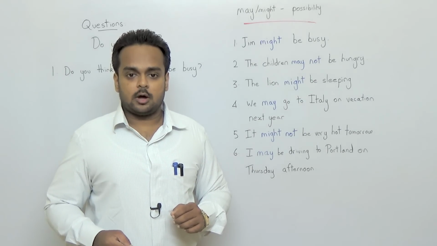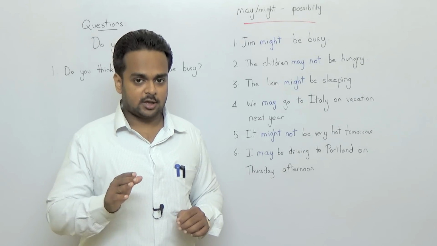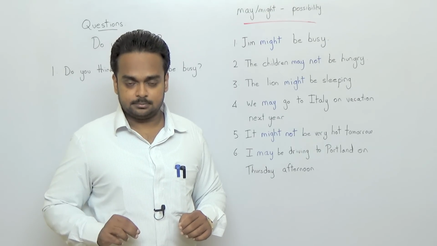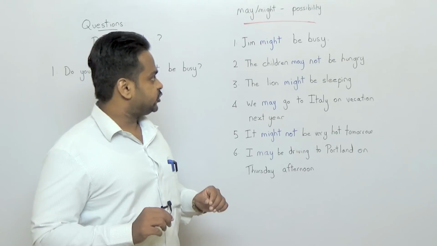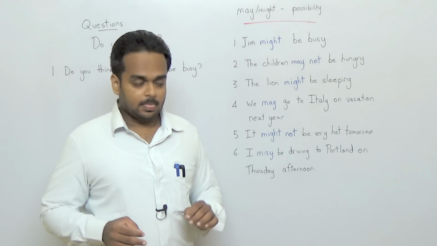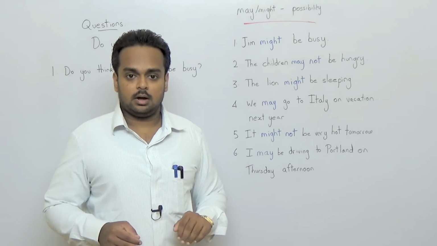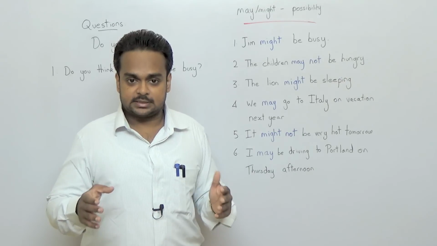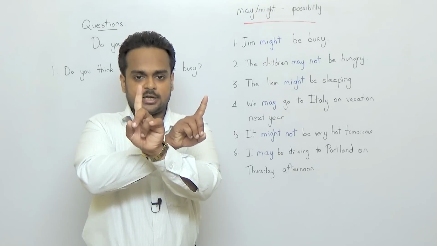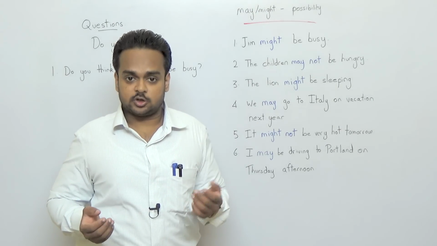All right, now we've talked about positive and negative sentences with may and might. But how do you make questions? Well, there are two ways to make questions. The first way is to do what we normally do in the present tense. Now, if this was a present tense sentence, Jim is busy. That's a present tense sentence. We would change the position of the subject and verb. We would say, is Jim busy? And that is the question.